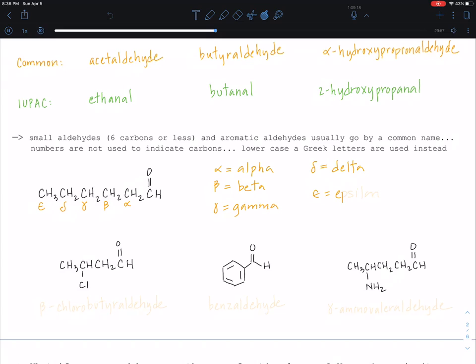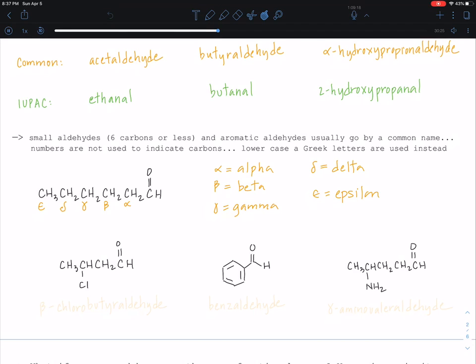Okay. So when we're naming these things in the common nomenclature, we don't use numbers like we do in the IUPAC system. And this applies not even just to small aldehydes, but also aromatic aldehydes. If you've got a phenyl ring, or an aldehyde that has a phenyl substituent, we're also going to use common nomenclature for that.